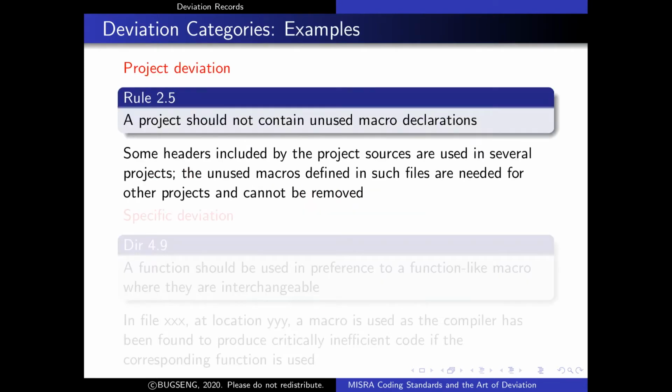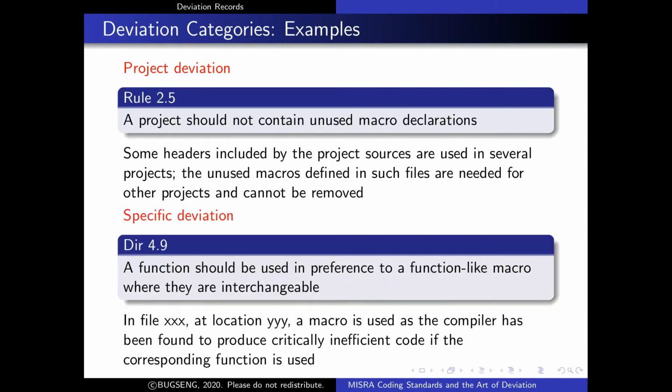So let's make a couple of examples. A project deviation: there is a rule 2.5 of MISRA C 2012. A project should not contain unused macro declaration. So you may want to raise a project deviation because some of the header files included by the project are used in several projects. So the macros that are unused in this project I am analyzing now may be used in other projects, so I cannot remove them.